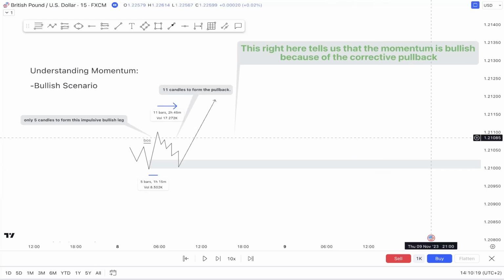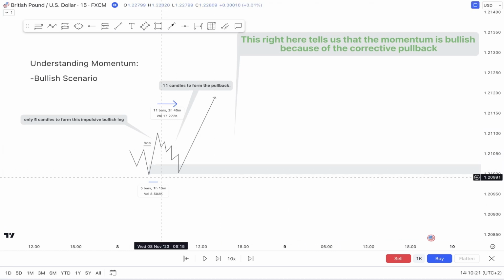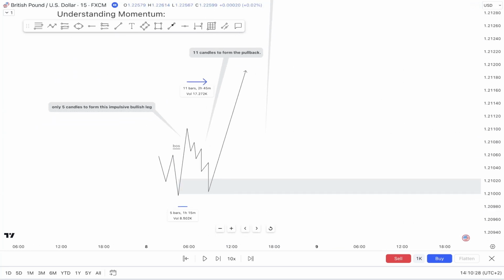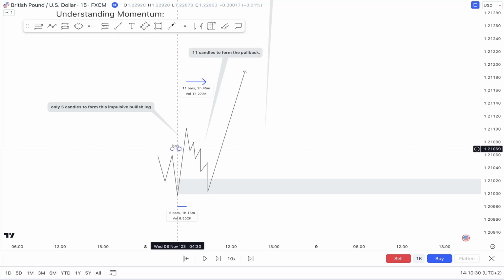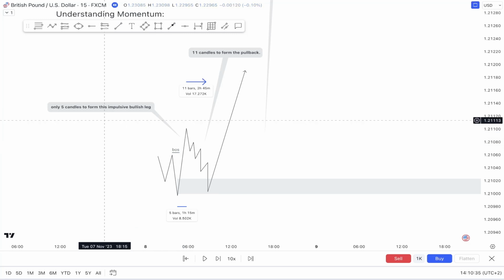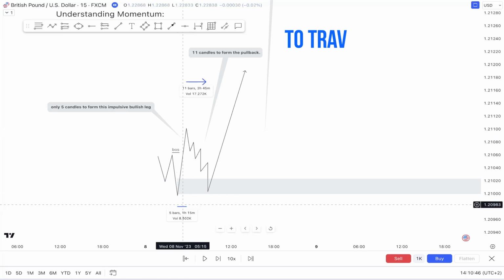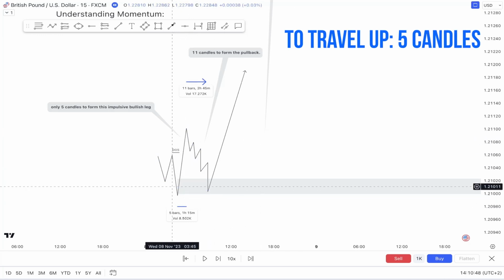Right here, I drew this small schematic, okay? As we can see, right here, we had this impulsive leg towards the upside, okay? That broke structure right here, broke this high right here. We can clearly see it. And it only took 5 candles to form this impulsive bullish leg because we measured it down here, okay? From this low all the way up to that high, it took price 5 candles to form this impulsive leg, to travel from point A to point B.